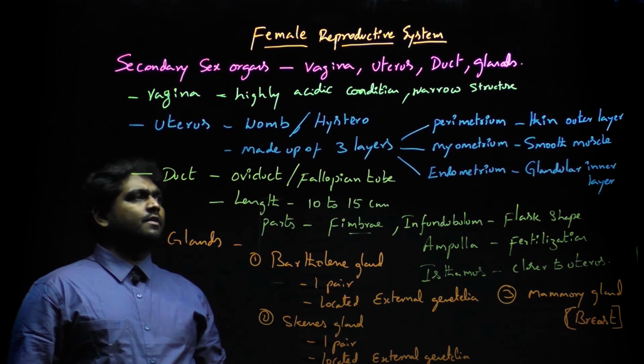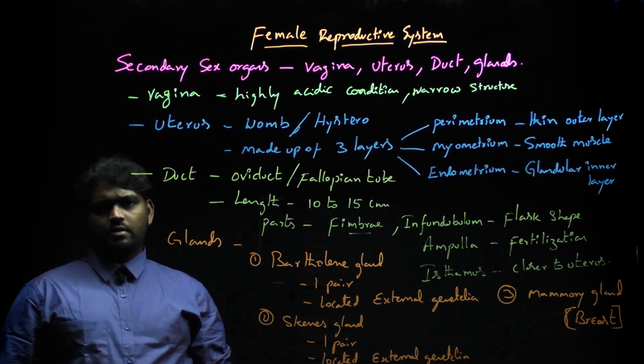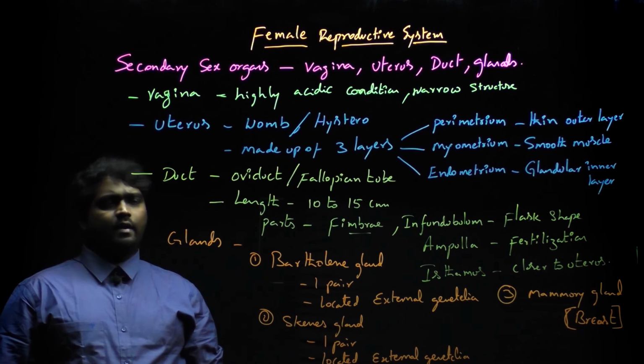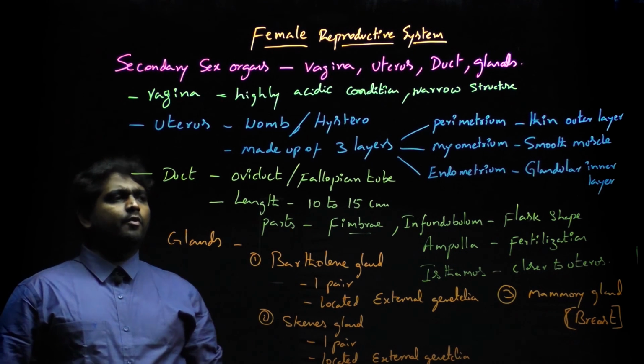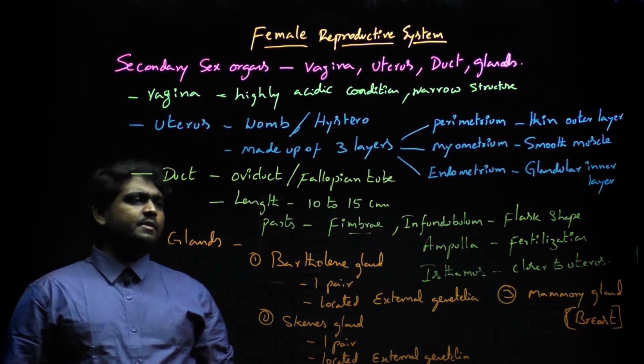The outer layer is thin, the perimetrium. The middle layer is composed mostly of smooth muscle, which helps the uterus to contract and relax. And lastly, the endometrium, composed of a glandular inner layer. The ducts are the oviducts, also called fallopian tubes. The length is 10 to 15 centimeters.